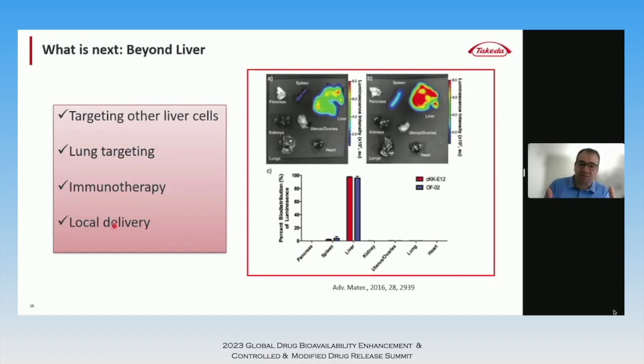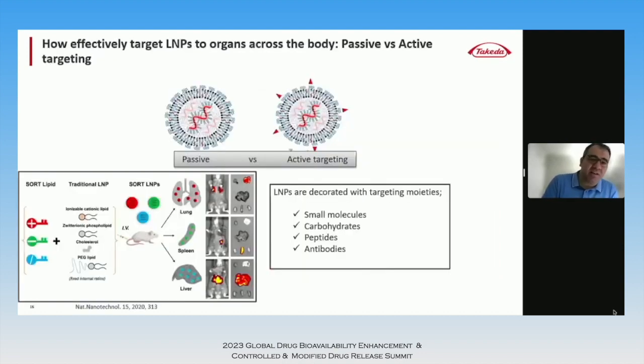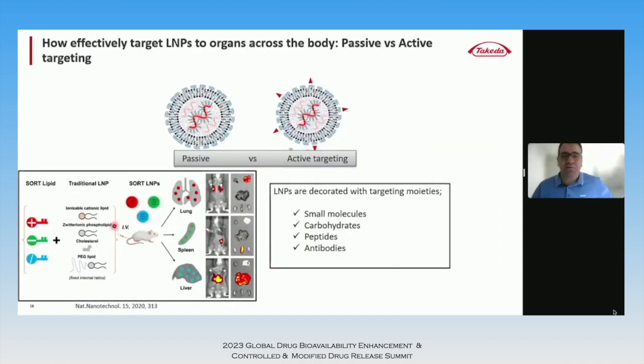So there is some progress, and there is some research ongoing on the targeting ability of the LNPs to the different organs. Basically, there are 2 strategies. We call them passive and active targeting. With the active targeting, we have targeting moieties decorated to the surface of these LNPs. They can be small molecules, peptides, antibodies, and they interact with certain receptors on the cell surface for targeted delivery and cellular uptake.